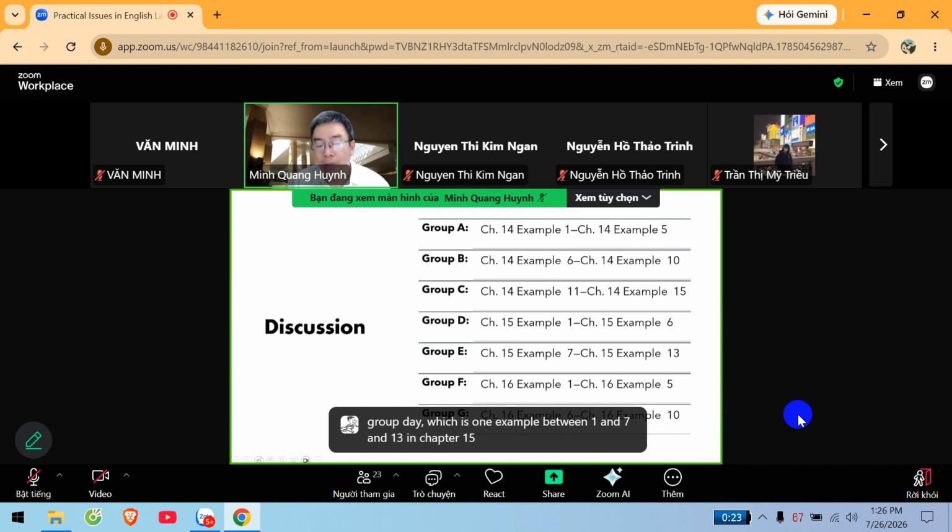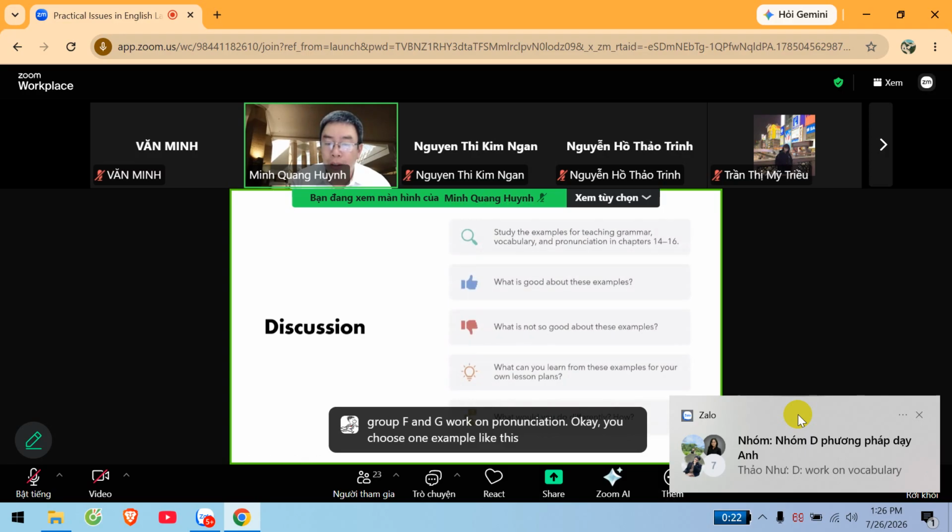So group D and group E are going to work on vocabulary. Group F, choose one example from 1 to 5 in chapter 16, and group G, one example from 6 to 10 in chapter 16. So groups A, B, C, you work on grammar, groups D and E work on vocabulary, and groups F and G work on pronunciation. You choose one example like this, and then you will answer the questions in here.